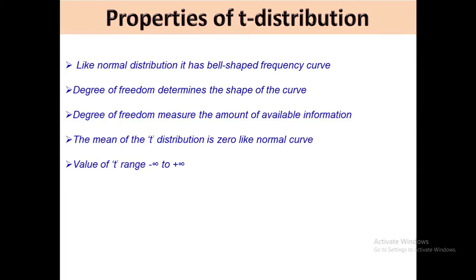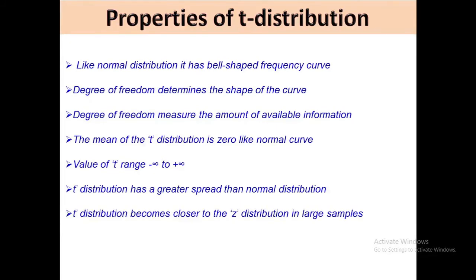T-value range is -infinity to +infinity. The t-distribution has a greater spread than normal distribution. The t-distribution becomes closer to the z-distribution with increasing degree of freedom.